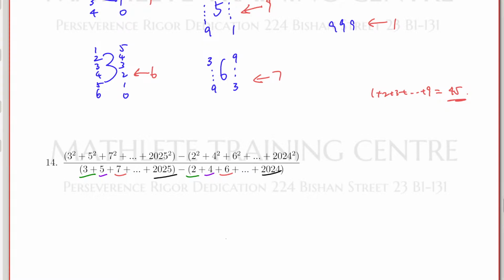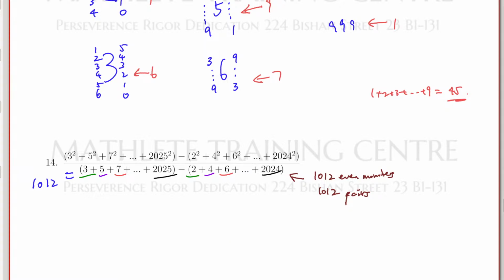How many ones do you have? You have as many ones as the number of even numbers there are. How many even numbers are there? There are 2024 divided by 2. There are 1012 even numbers, right? So it tells you there will be 1012 pairs. Okay, so now you know the denominator is exactly going to be 1012.